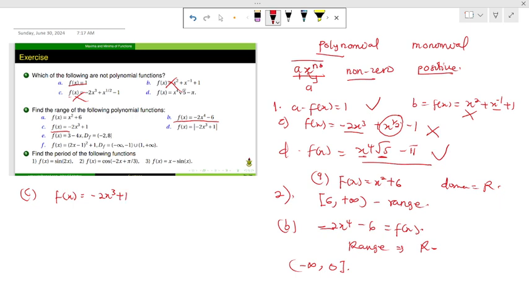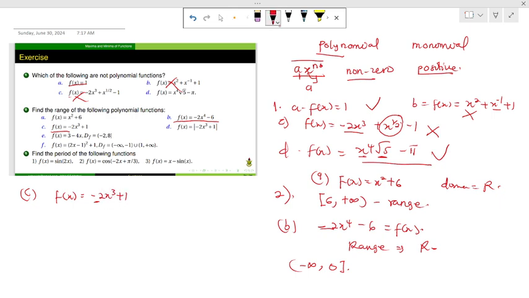F of x is equal to negative 2x cubed plus 1, right? So to find the range of this function, I'll ask myself, the x is to a power odd number. When I put a negative number, I get negative outputs. But the negative 2 outside will turn it towards a positive number. Hence, the resultant will be what? Positive for all negative inputs, right?